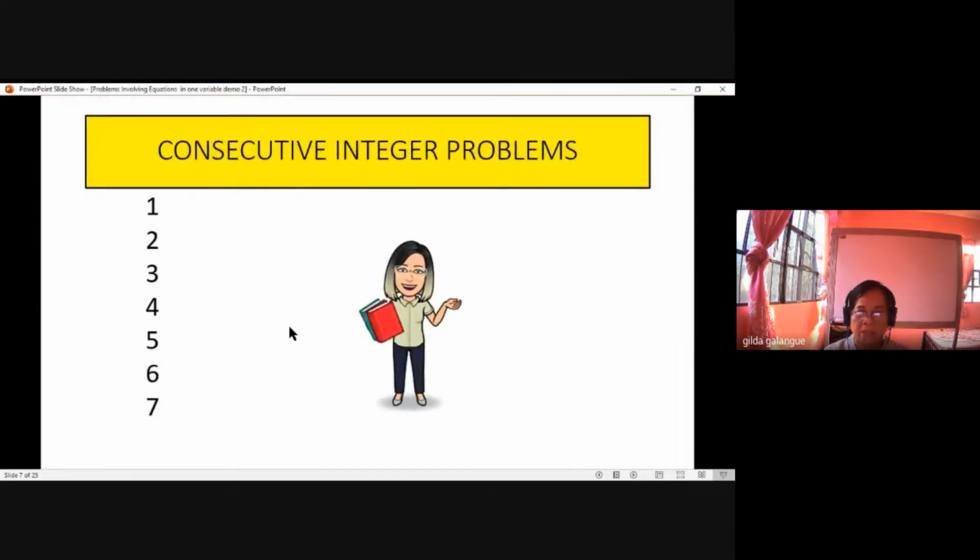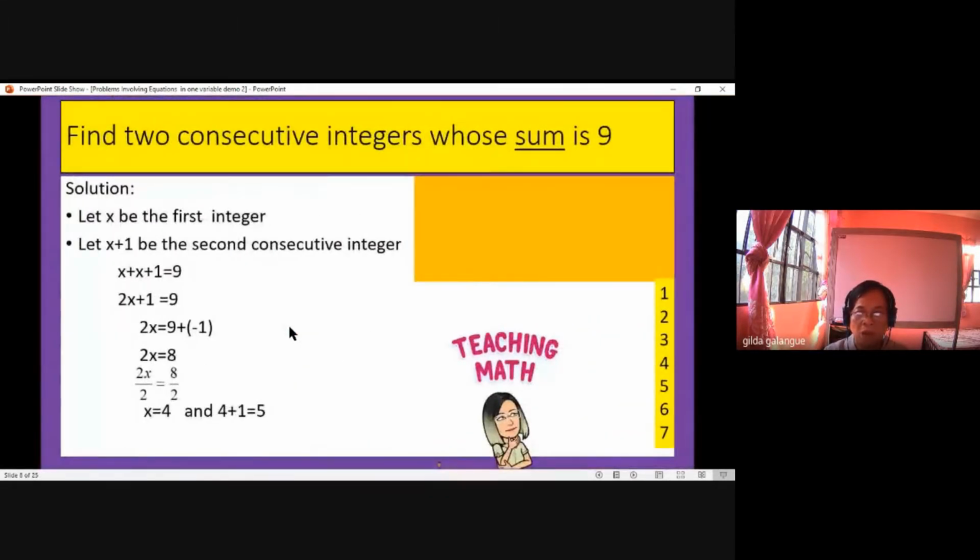Now we will be answering consecutive integer problems. The problem now is find two consecutive integers whose sum is 9. So we have the consecutive integers here: 1, 2, 3, 4, 5, 6, and 7. Think of two consecutive integers that whenever you add, the sum will be equal to 9. So we have 4 and 5. 4 plus 5 equals 9. So that is our answer using mental mathematics.